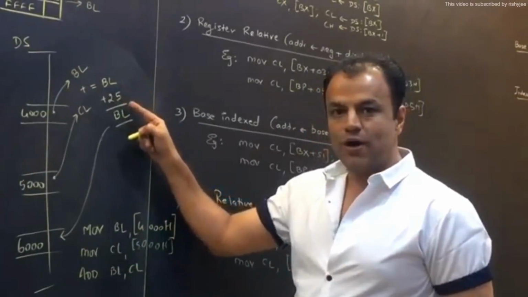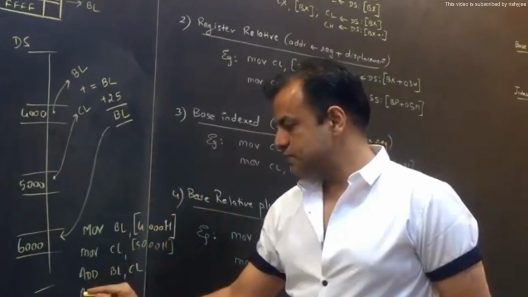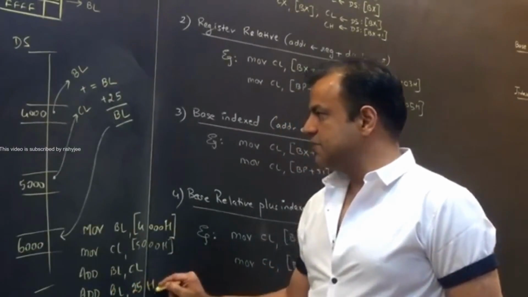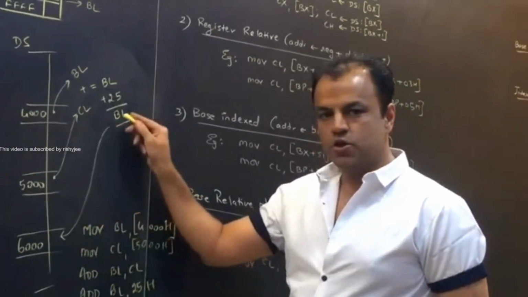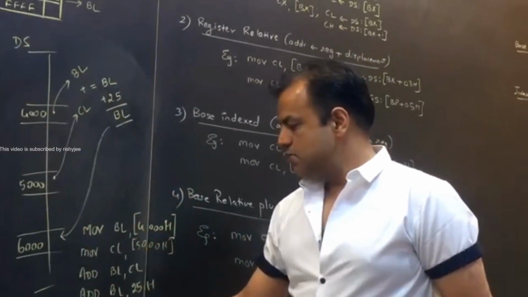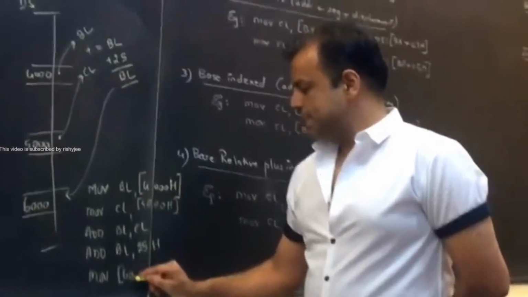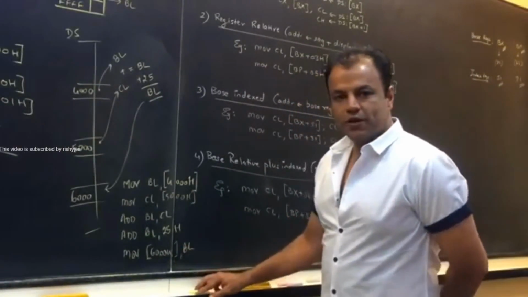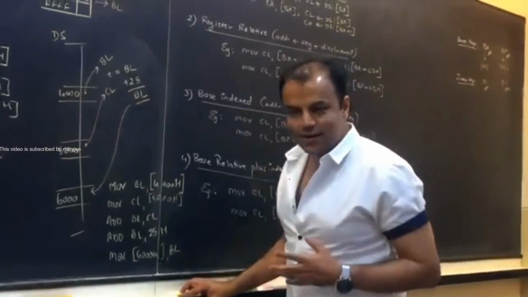To that total I want to add the number 25. Add BL comma 25. The result has come in BL. Last point, store the result at 6000. Move square bracket 6000 comma BL. Now BL will be stored at location 6000. What did I do right now?